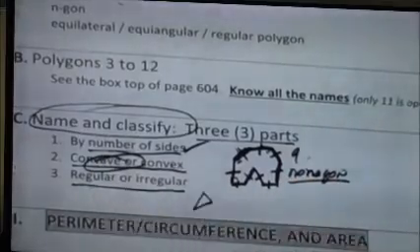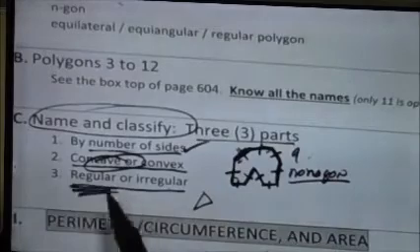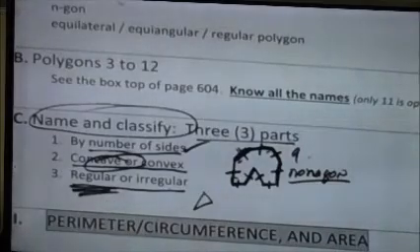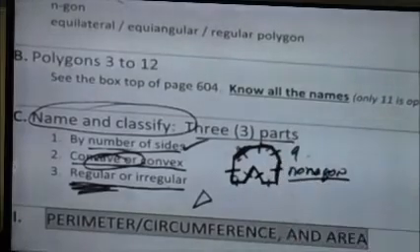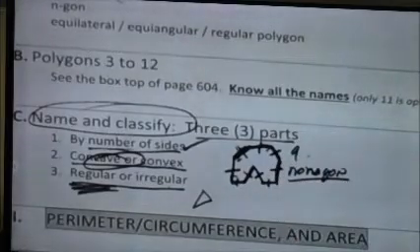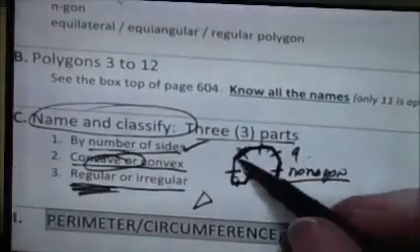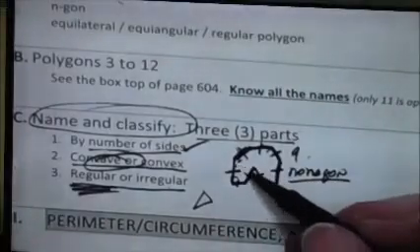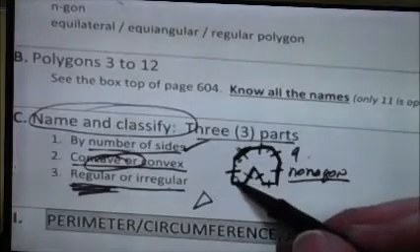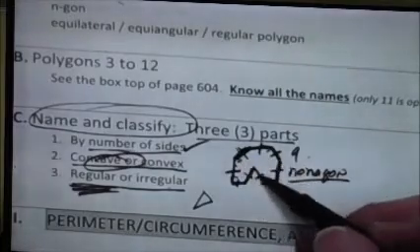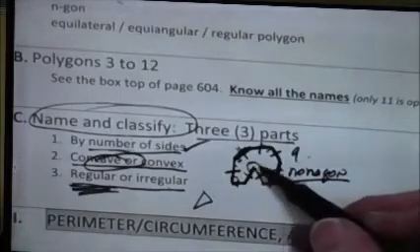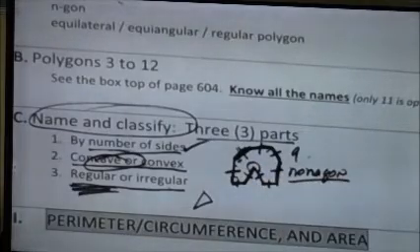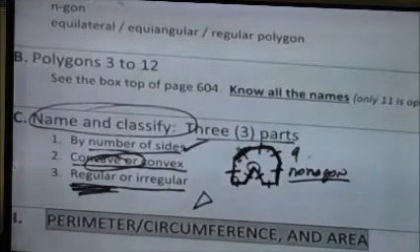And regular or irregular. Well, a regular one is when all of the sides have the same length and all of the angles have the same measurement. So right here you can see here's a big angle. Down here you have a couple that are different from that. And here's one that's really huge, the one around that one. Many of those angles are different.